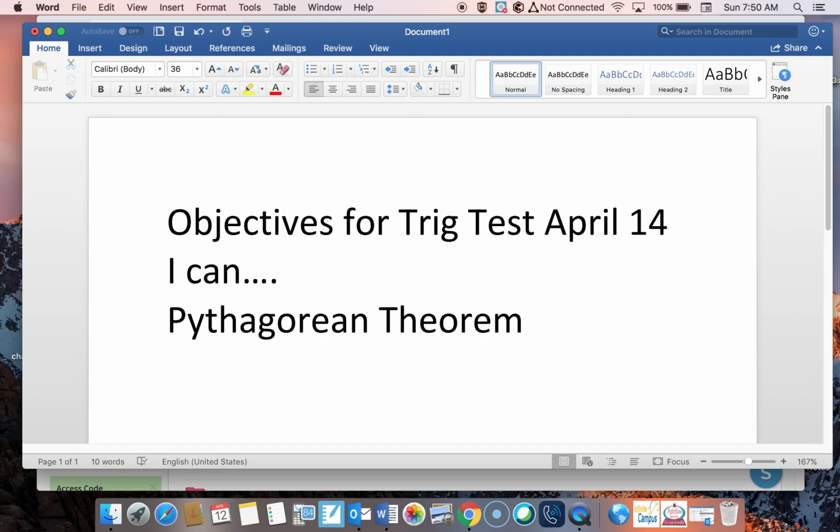A and B are the legs. Those are interchangeable. C is the hypotenuse. You have to know how to solve that if you are given both legs, find the hypotenuse. You have to know if you're given the hypotenuse and a leg, how to find the other leg.